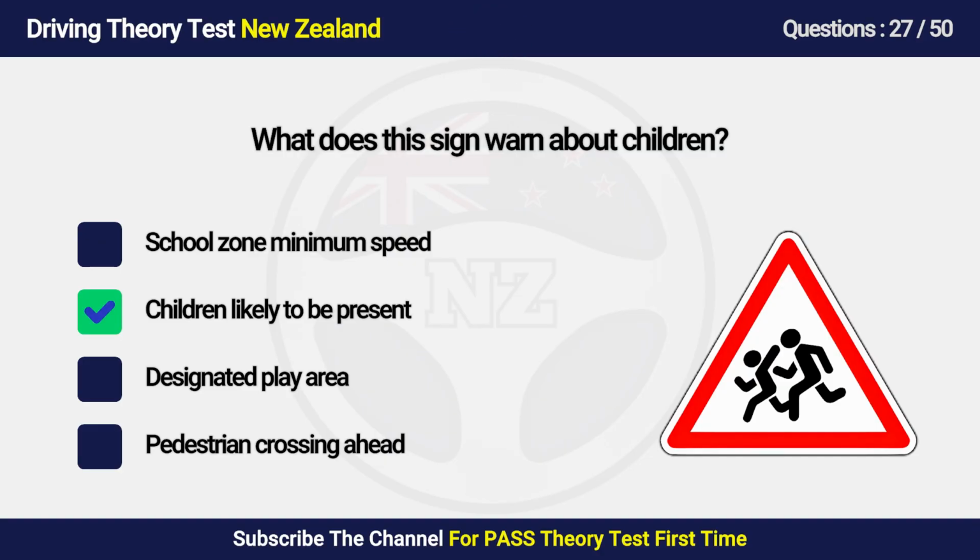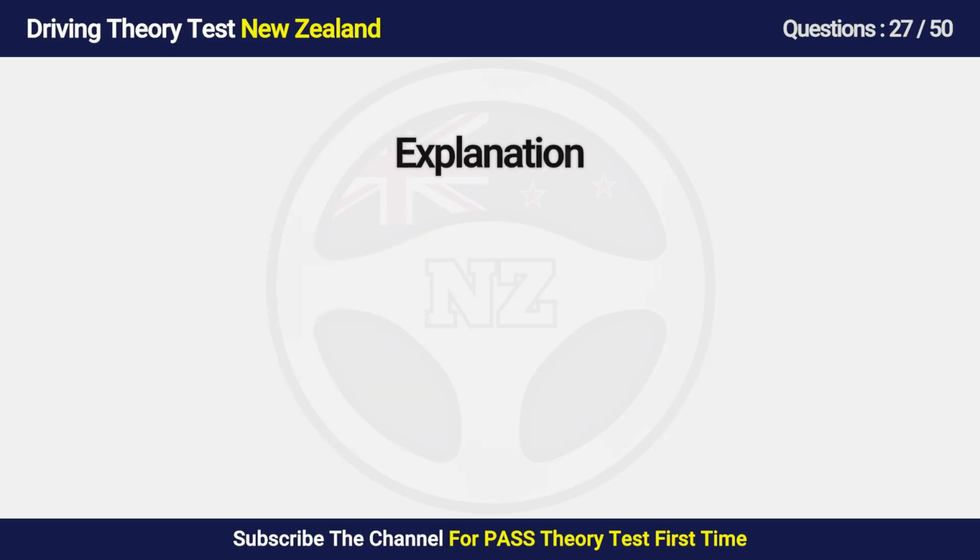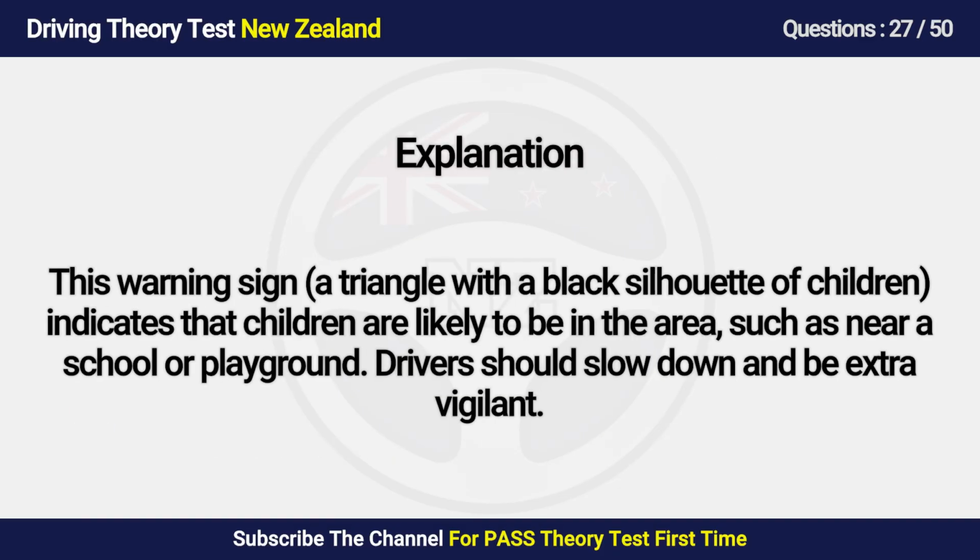Answer is B. Children likely to be present. This warning sign, a triangle with a black silhouette of children, indicates that children are likely to be in the area, such as near a school or playground. Drivers should slow down and be extra vigilant.